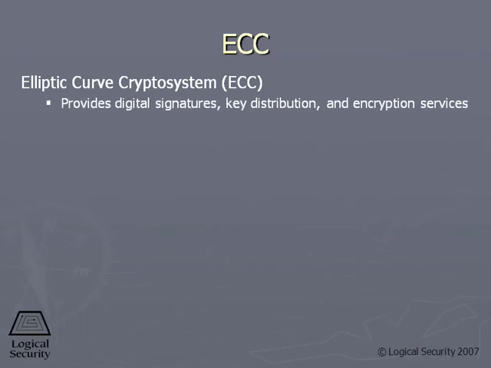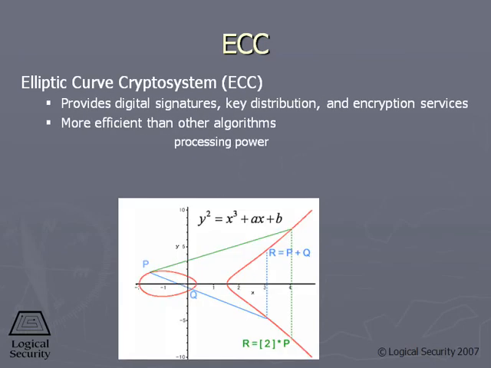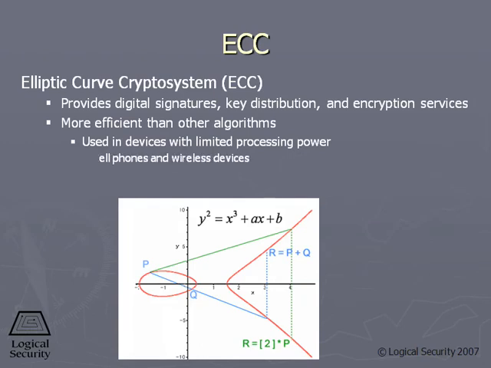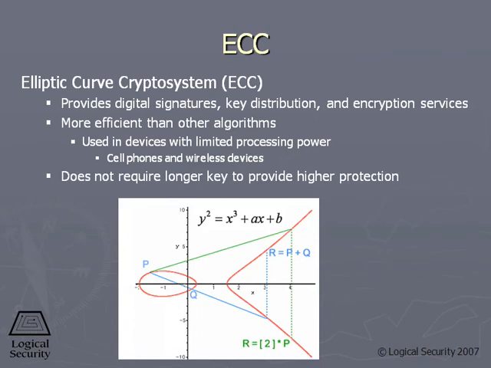Now another algorithm that's a little bit newer is called ECC, Elliptic Curve Cryptosystem. And what makes ECC different than the other asymmetric algorithms is it uses a different type of mathematics that's not as complex as the other asymmetric algorithms. And basically, we're not going to go through exactly the mathematics, but on elliptic curves, it takes points and uses those in its mathematical equations to do the encryption.